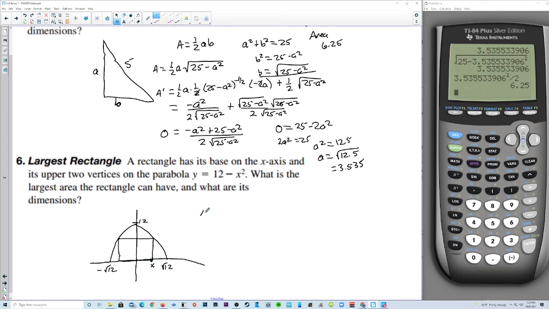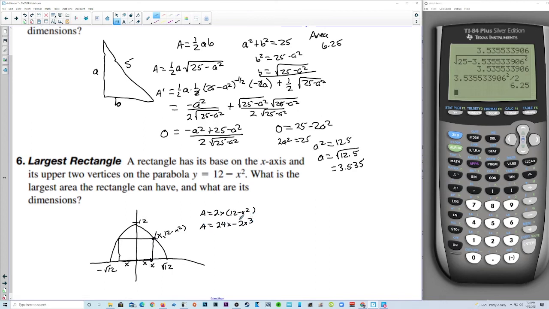But the area of the rectangle is 2 times x, that's the base, because if this distance is x, this is symmetric, so that distance is x as well. So the whole distance is 2x. Now, if we knew what the x was, the x coordinate would be x, and then the y coordinate would be 12 minus x squared. So this height right here is 12 minus x squared. So times 12 minus x squared. And here we have the base times the height. So let's distribute. We have 24x minus 2x to the third.